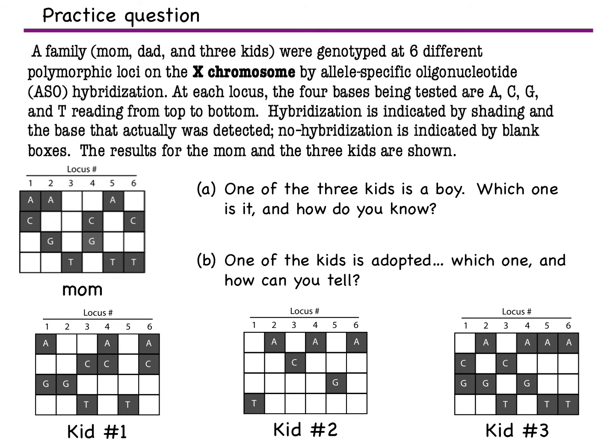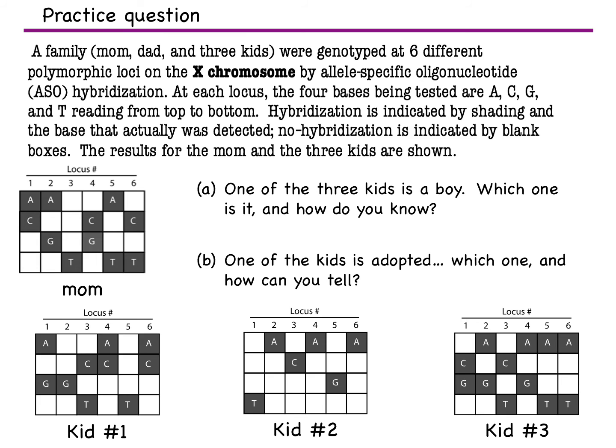So a family, mom, dad, and 3 kids, were genotyped at 6 different polymorphic loci on the X chromosome. So bear in mind it's the X chromosome, using allele-specific oligonucleotide hybridization. Now at each locus, the 4 bases being tested are A, C, G, and T, reading from top to bottom, and hybridization is indicated by shading and the base that actually was detected. No hybridization is indicated by blank boxes. The results for the mom and the 3 kids are shown below.